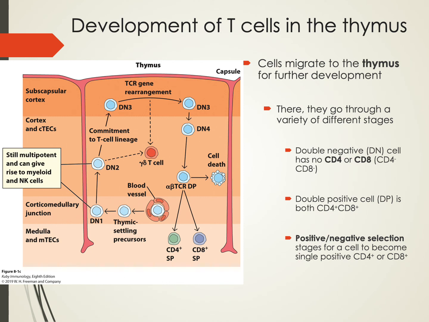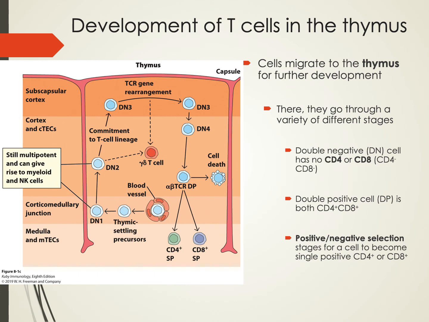During what's known as the double negative 3 stage, this is where we have the T cell gene rearrangement. So first expression of beta and then alpha. Again, I'm in agreement with this textbook more than our textbook for this chapter. And then it's going to go into a DN4 stage, and that's just really a pre-double positive stage. Then the T cell is going to be double positive, so it's going to express both CD4 and CD8.